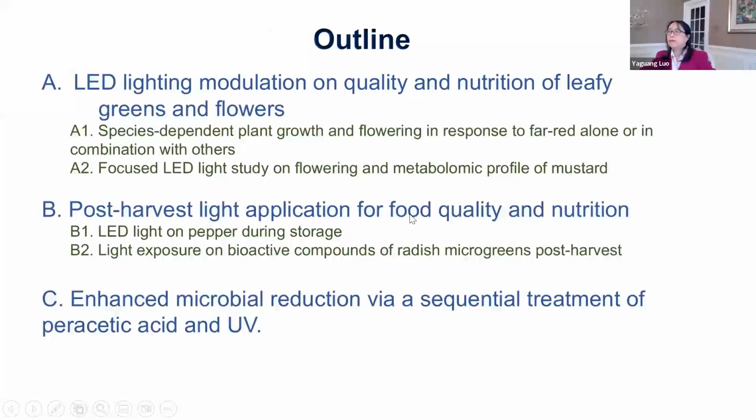Okay, here's the outline. There are 3 parts. The first one will be the LED light modulation for the quality and the nutrition of leafy greens grown indoors. The second one moves up the supply chain to the post-harvest light application for food quality and shelf life of fresh produce. And the third one will be food safety using enhanced microbial reduction by a sequential treatment of an organic acid called peroxyacetic acid and UV.